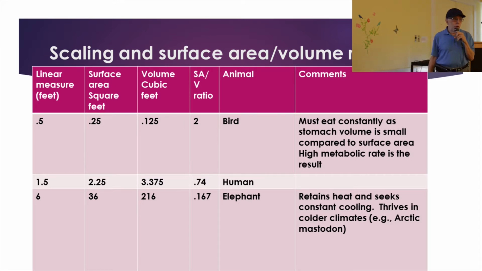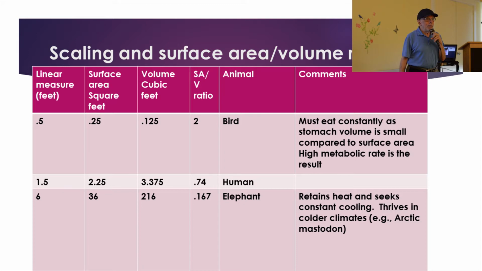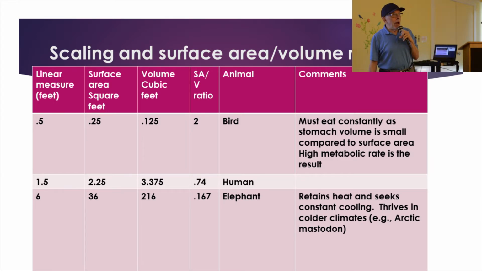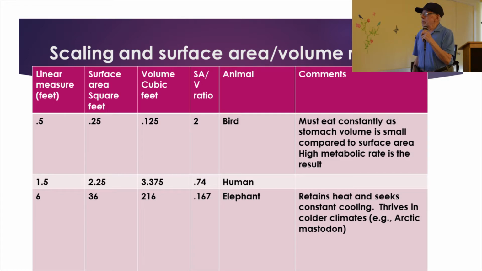Small animals, birds included, must eat constantly because the stomach volume is much smaller compared to the surface area. They have a high metabolic rate. They lose heat rapidly, okay? Because the surface area to volume ratio is higher. For a human, the ratio is about 0.74.